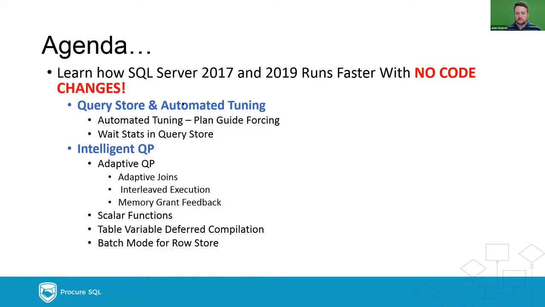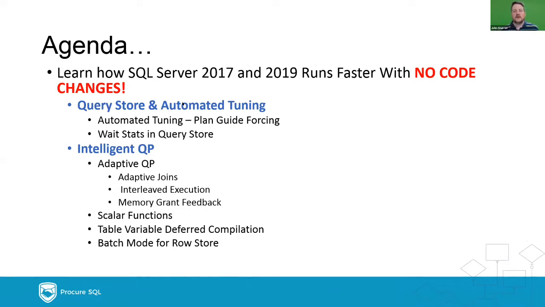From there, we're going to dive into Intelligent Query Processing, also known as IQP. This is where some new stuff in 2019 comes in, like scalar functions not sucking anymore, and being able to do set-based logic instead of row-by-row processing. Then table variable deferred compilation. One thing most people know is that when you work with table variables, it's always going to assume one row. Well, this starts to change for you by default. We're going to go over that as well.